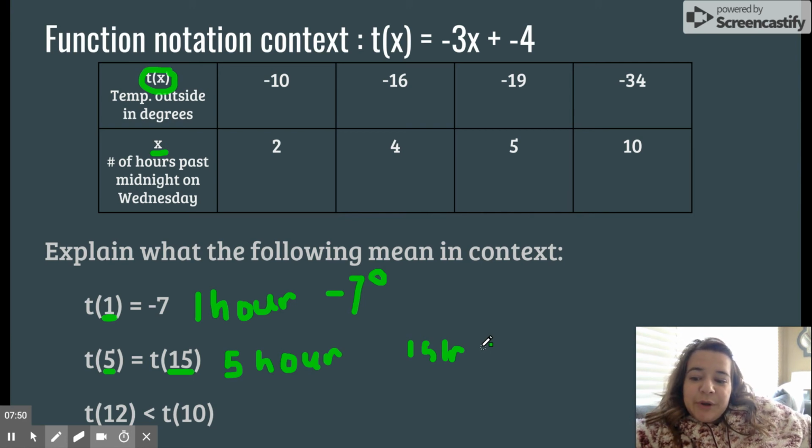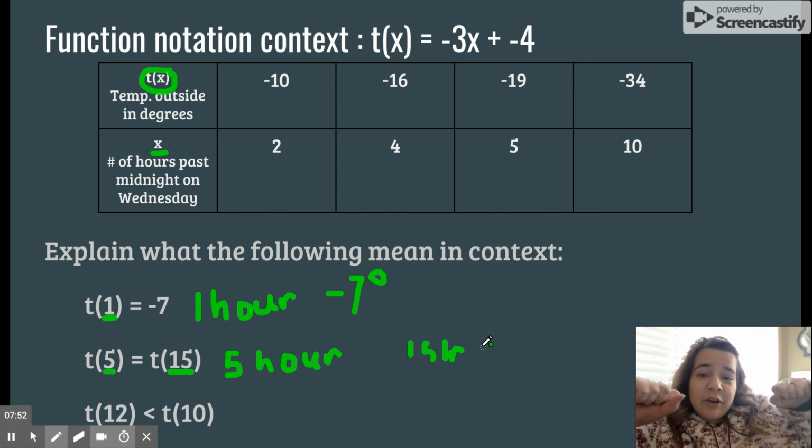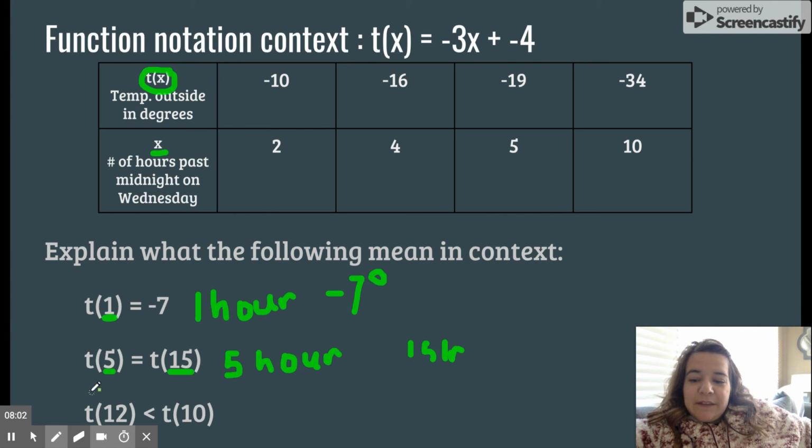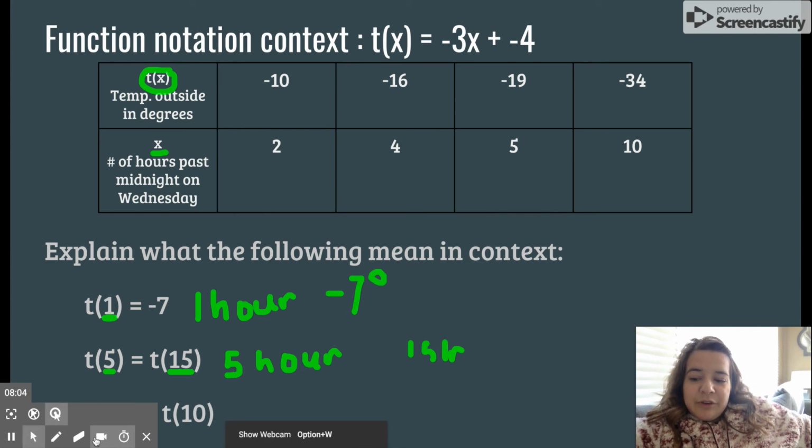Then that last one, 12 and 10, are also in those hour spots. So the temperature at 12 hours, that symbol there means less than. So the temperature at 12 hours was less than the temperature at 10 hours.